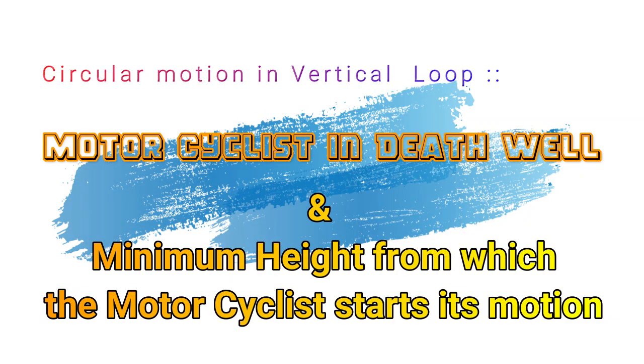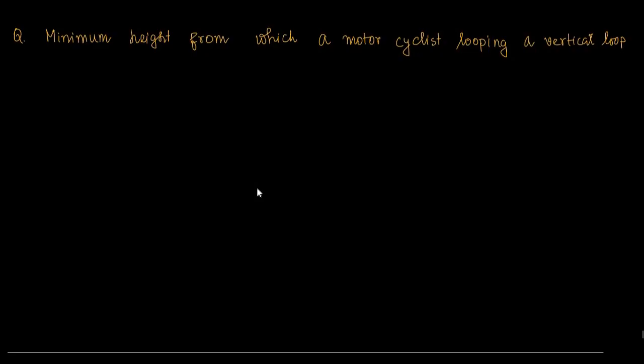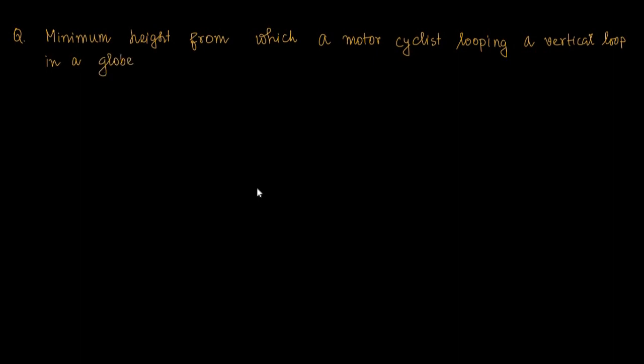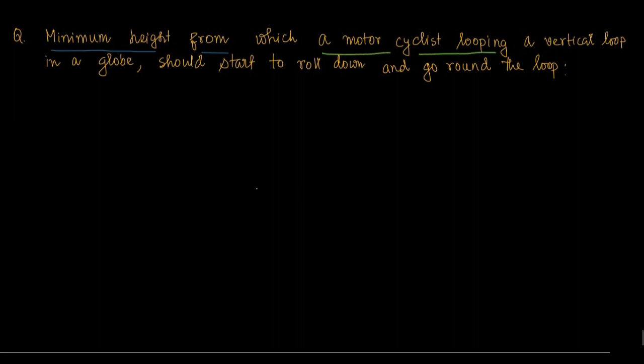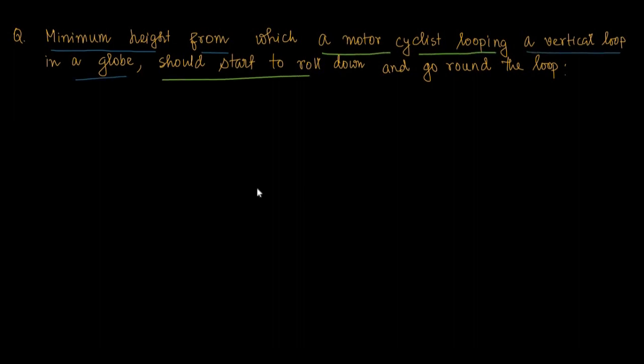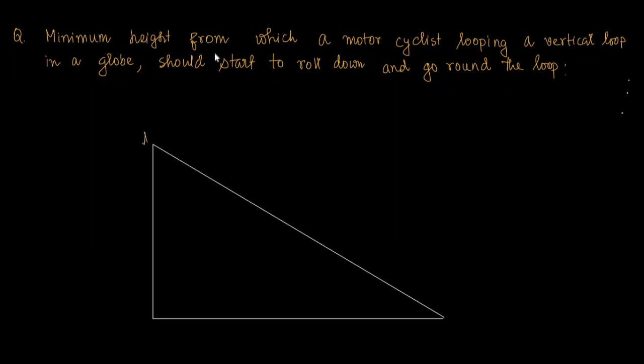Motion of a motorcyclist in a death well, and we have to find the expression for the minimum height from which a motorcyclist looping in a vertical loop in a globe should start to roll down and go round the loop.